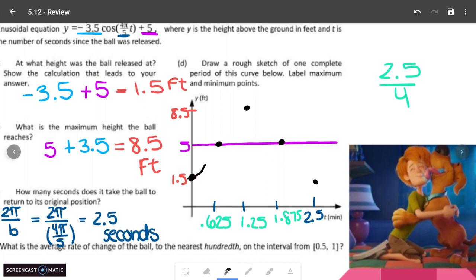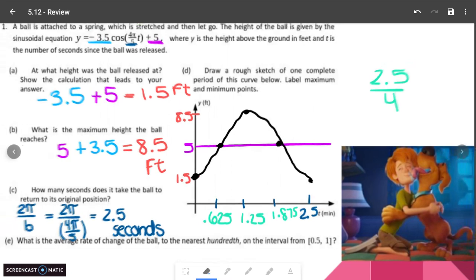Remember, something very important is that you curve this function. It is a sine or cosine curve. I don't want to see anything straight like that. No way. Okay? But that would be what our picture looks like.